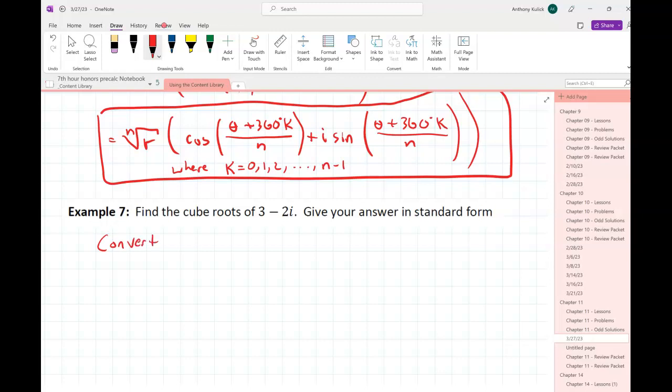Good. So r is just going to be 3 squared plus negative 2 squared. It's the square root of 13. And then to get theta, if I plot this 3 minus 2i, it's going to be down here somewhere. So that's my theta.